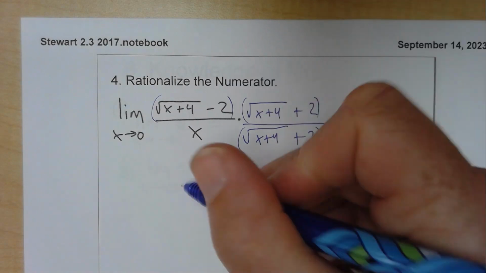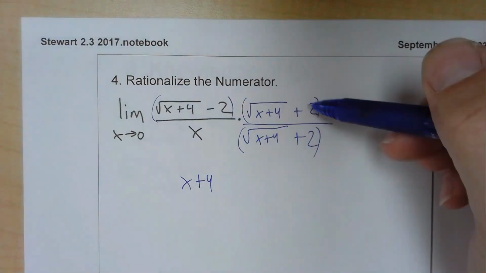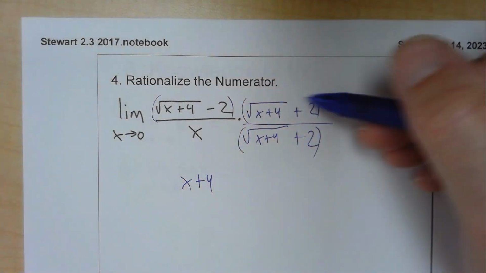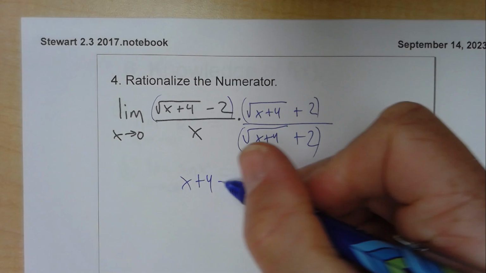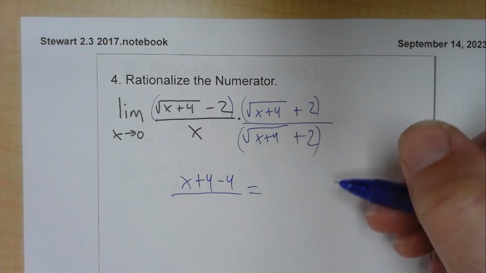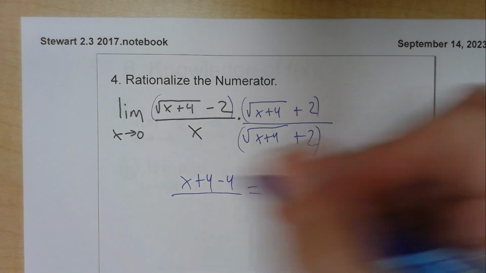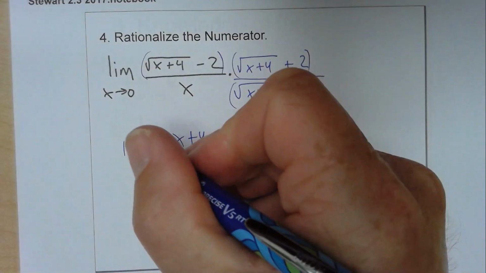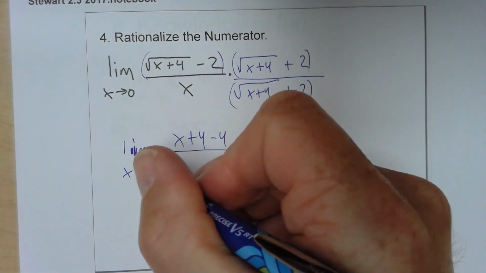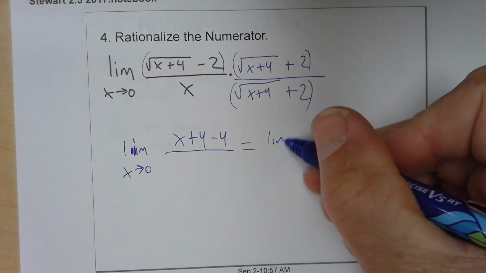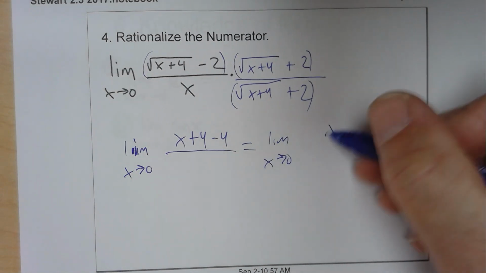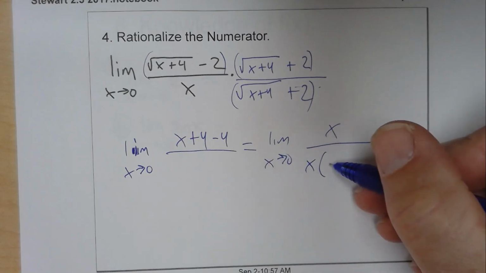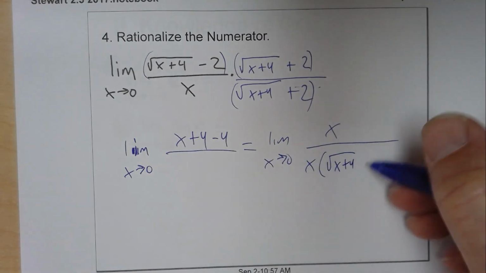So this times this is x plus 4. This times this is 2 of the square roots. That times that is minus 2 of the square roots. They cancel out. This times this is minus 4. Well, minus 4 and plus 4 become just x. So now I have the limit as x goes to 0, and I have just an x on the top. Don't multiply the bottom out, just leave it. So it's x times the square root of x plus 4 plus 2.